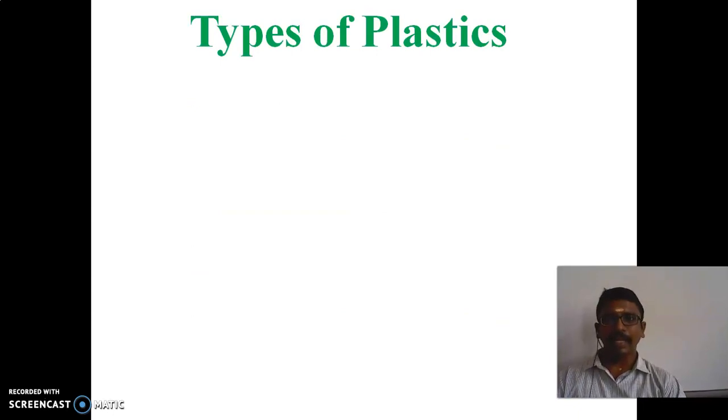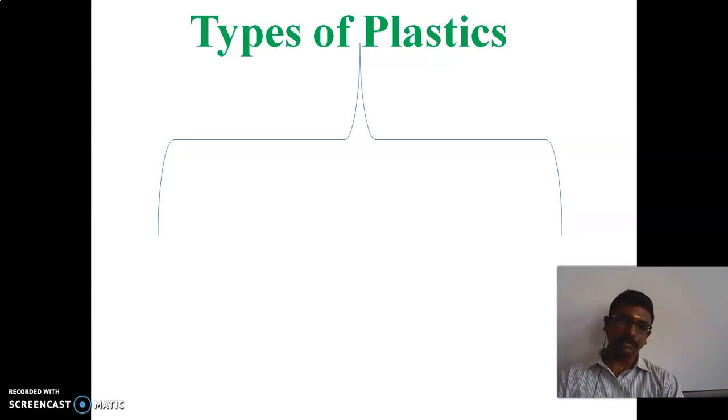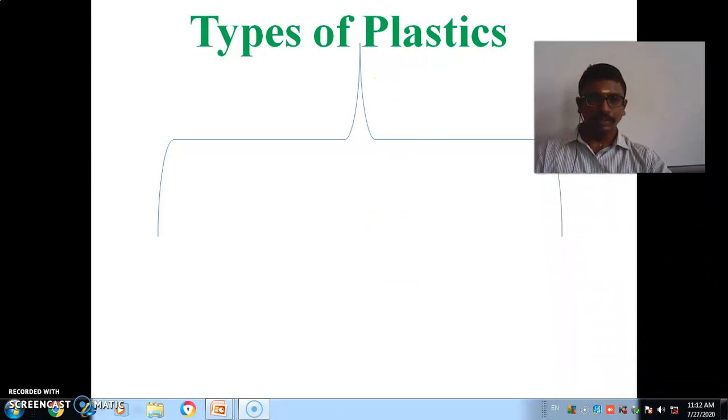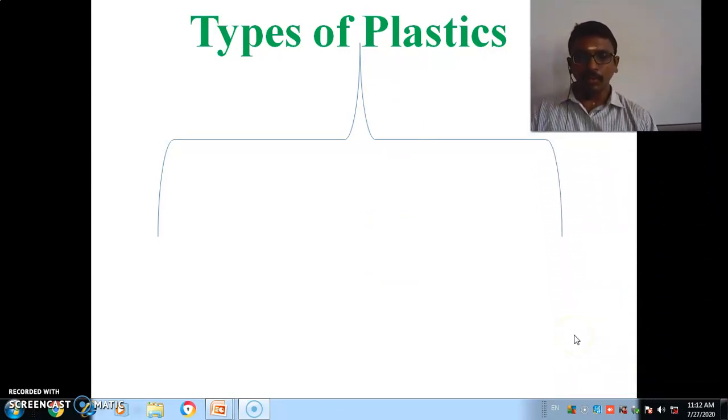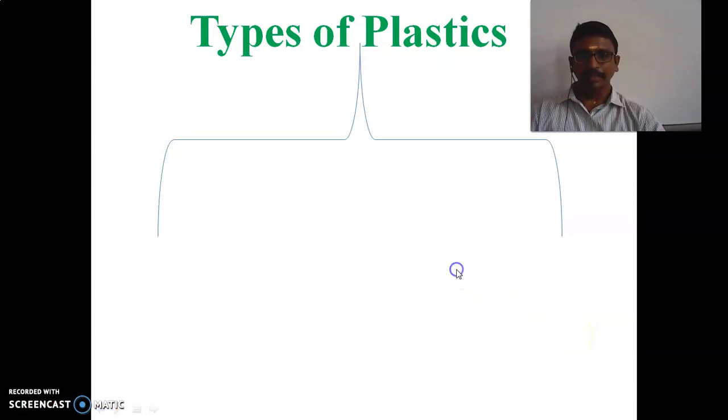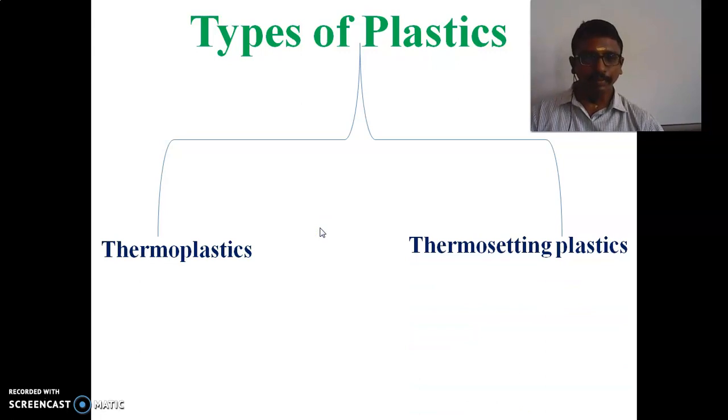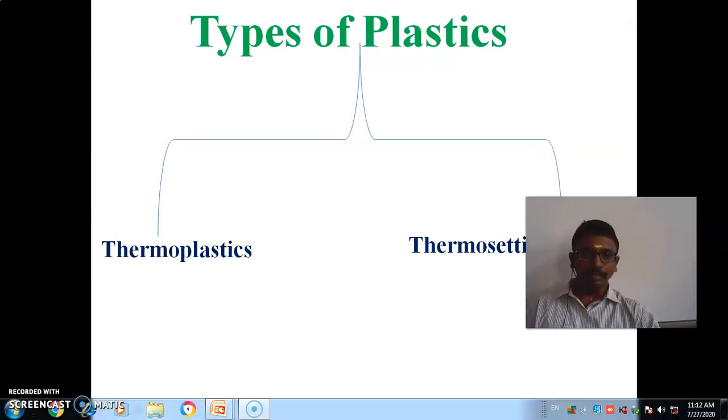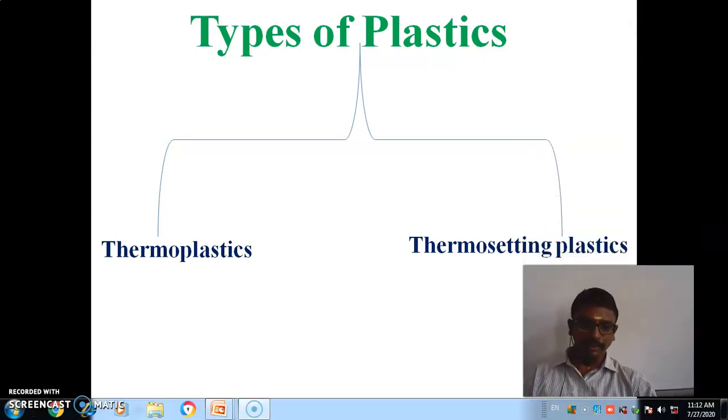The plastics can be classified into 2 major types. So what are they? Thermoplastics and thermosetting plastics. First we will see them one by one.